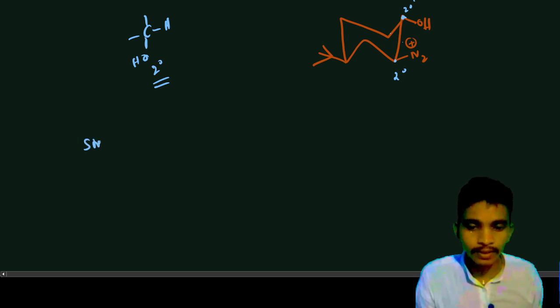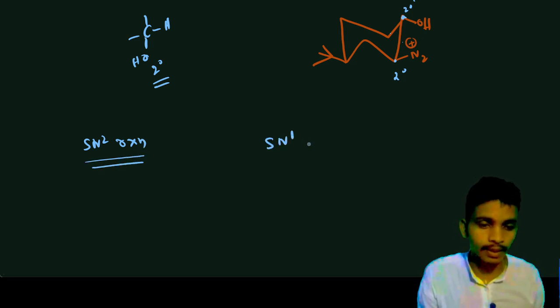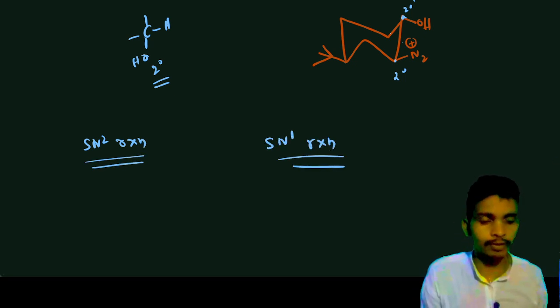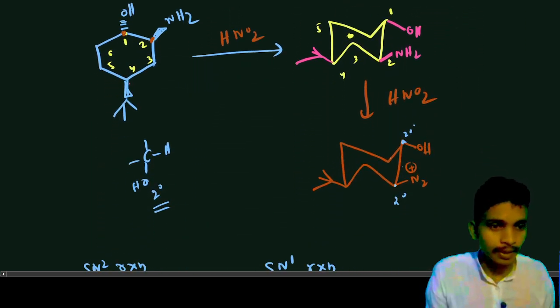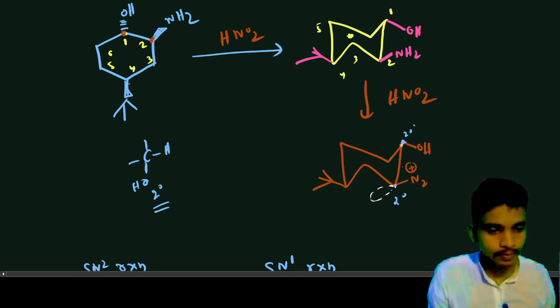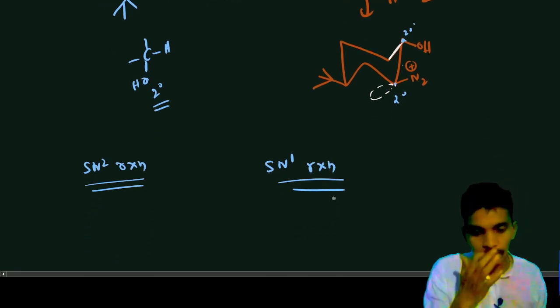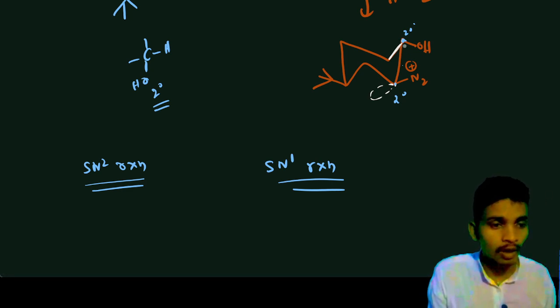So we have seen SN2 reactions, and we have also seen SN1 reactions. Why am I talking about these SN1 and SN2 reactions? See here, this has the anti-bonding on this side. Okay, so what we have seen in SN2 reactions, this is the 2-degree carbocation.